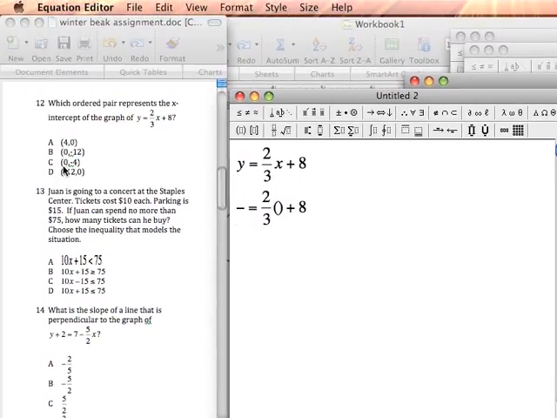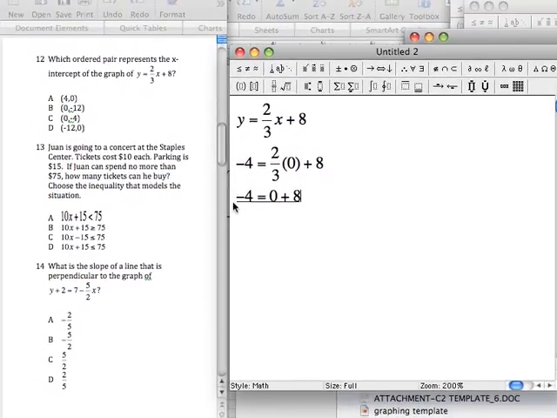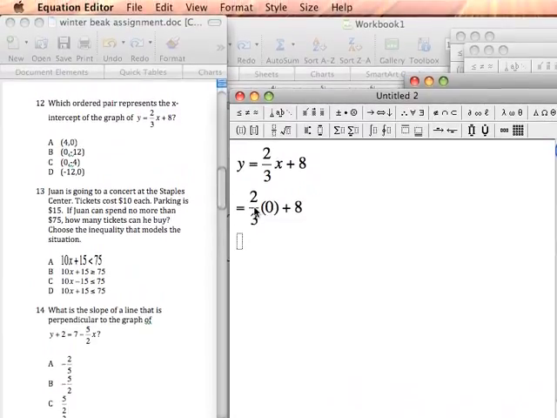Okay, letter C is 0, negative 4. So y is equal to negative 4, and x is equal to 0. I don't think it's going to work either because you got negative 4 on the left side, and on the right side, 2/3 times 0 is 0. Yeah, now you got negative 4 is equal to 8. I don't think that's going to work. So let's try answer D. Answer D might give me the best situation.